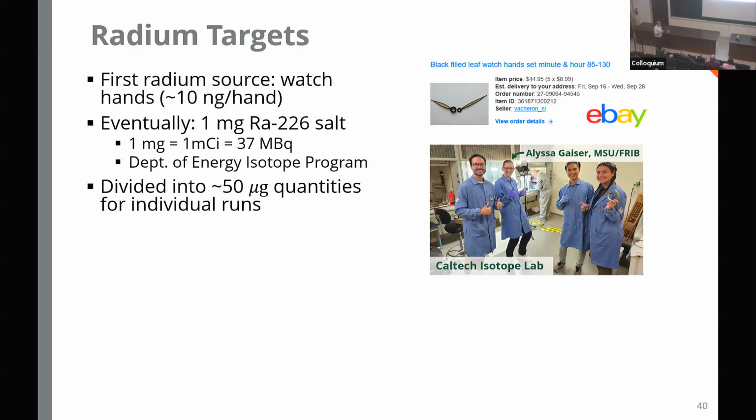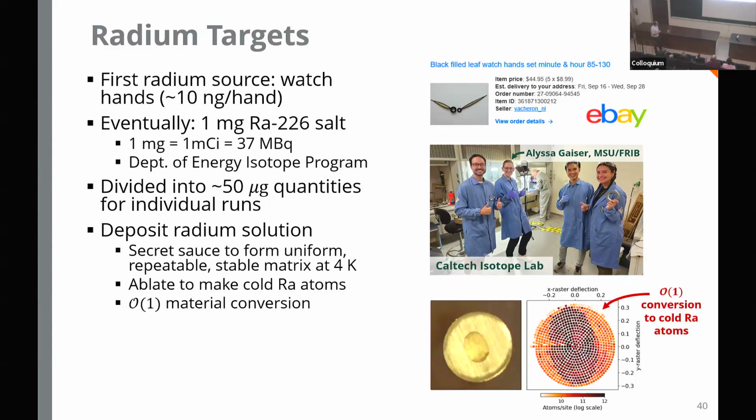1 milligram of radium is actually a really scary amount of radium, and so we divided it into smaller quantities. It was also very expensive, so we divided it into 50 microgram quantities that we could use for individual runs with help from our friend Alyssa Geiser, who's a radiochemist. We then take this radium, we use some secret sauce to make a solution which we can then deposit onto a substrate to make a uniform, repeatable, stable matrix containing these radium atoms that survives at cryogenic temperatures, which we can then ablate or shoot with a pulsed laser to vaporize some of the radium.